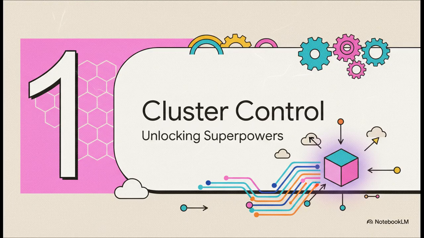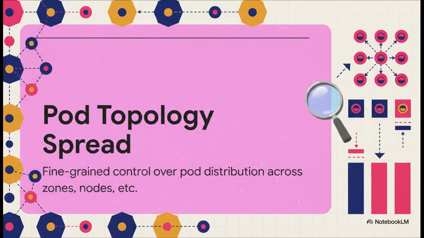First up, we're going to look at a set of features that give you some frankly incredible control over your cluster's behavior. Everything from scheduling to networking. Okay, first on the list, pod topology spread constraints. So you know how the Kubernetes scheduler just kind of tries to find any open node for your pod? Well, this feature lets you get way more specific. You can tell it exactly how you want your pod spread out, whether it's across different zones or specific nodes.